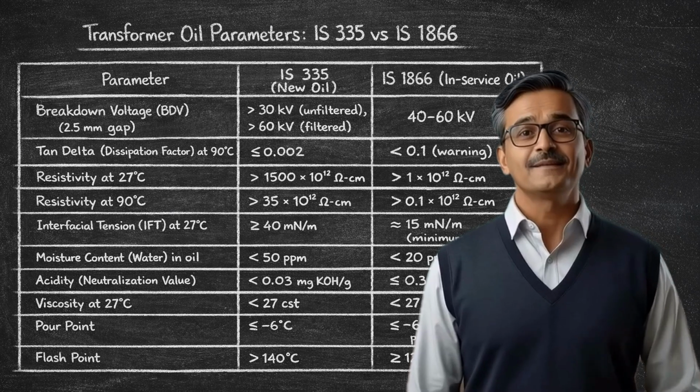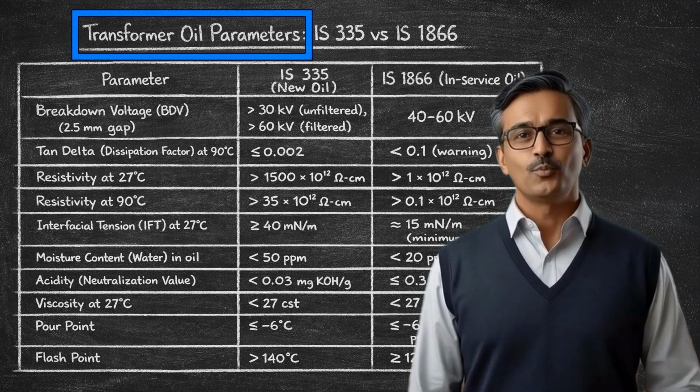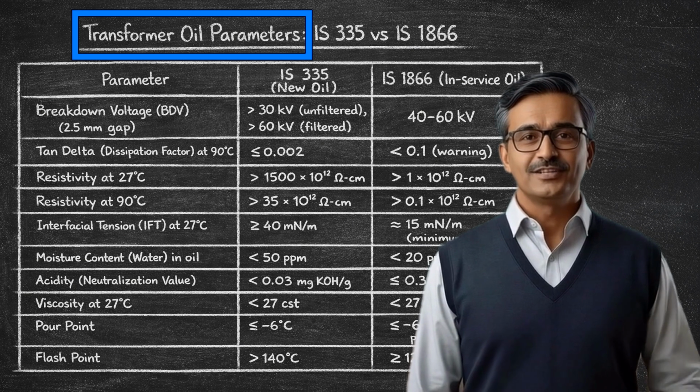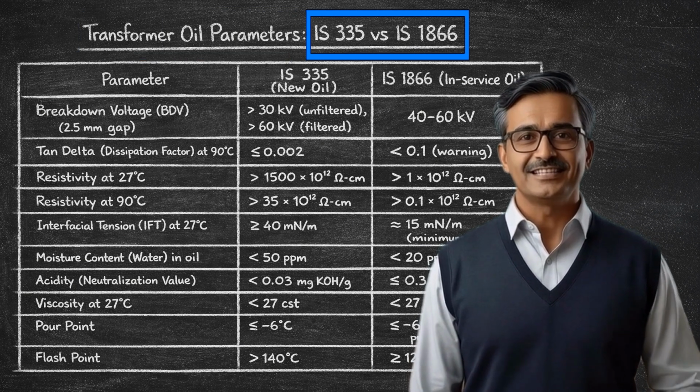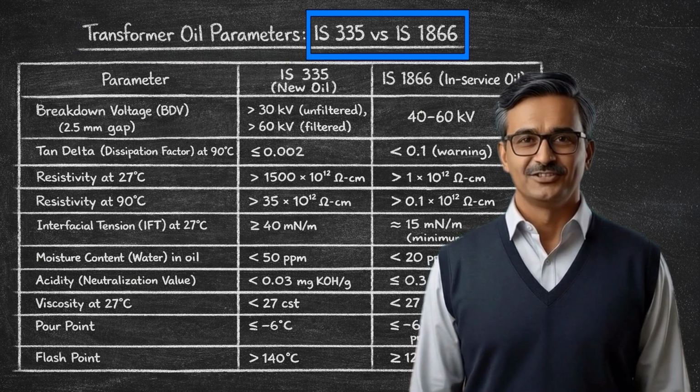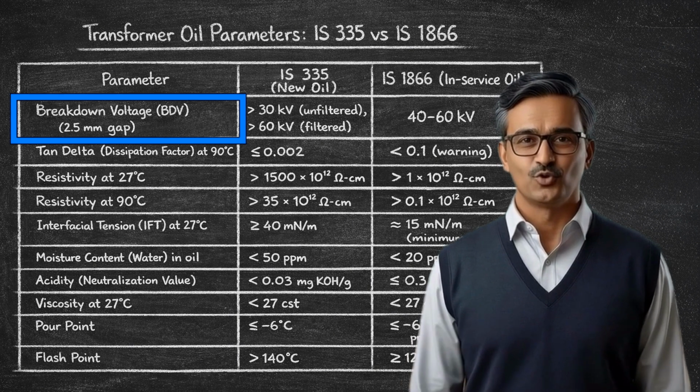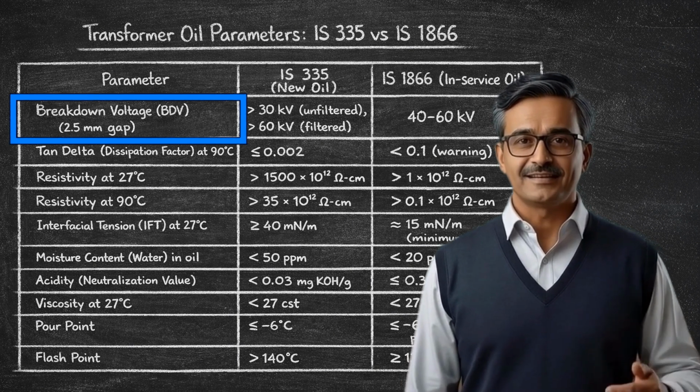Hello students. Today we will learn the most important technical parameters of transformer oil as per Indian standards IS 335 and IS 1866. First is breakdown voltage or BDV.